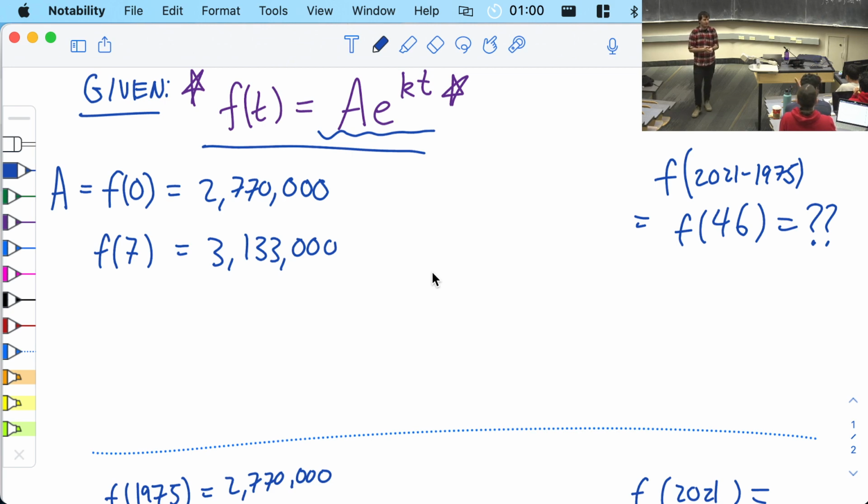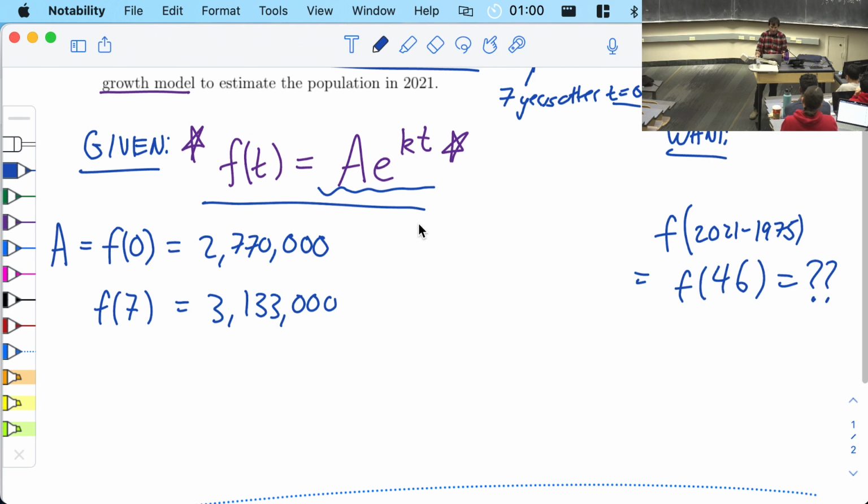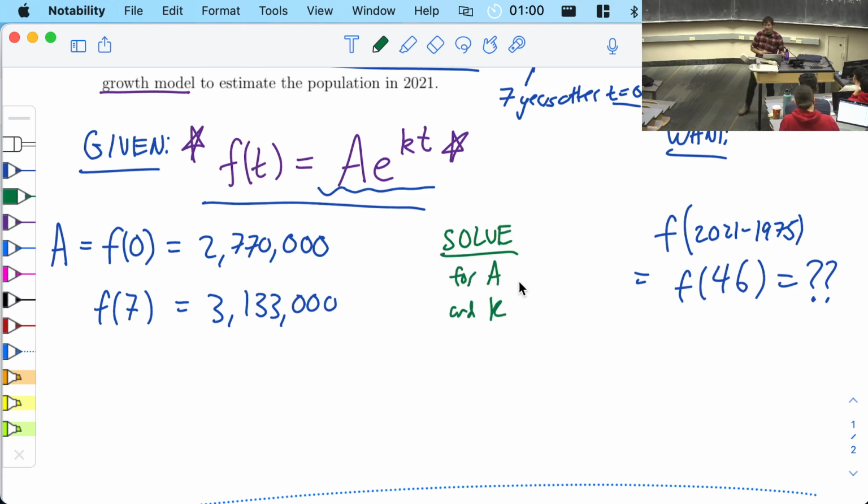Great question. Okay, so if you have this set up, the meta problem, and I think of this as the halfway point between what we're given and what we want, is solving for these two parameters a and k. If you can figure out what a and k are, then you can figure out f of 46 just by plugging in.